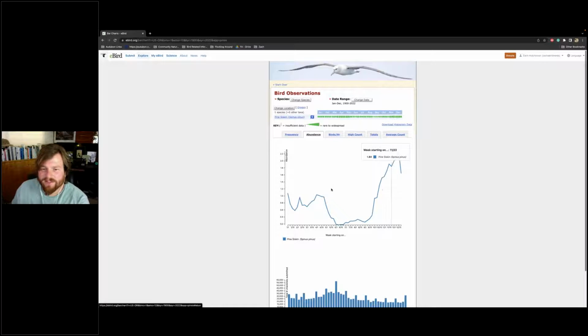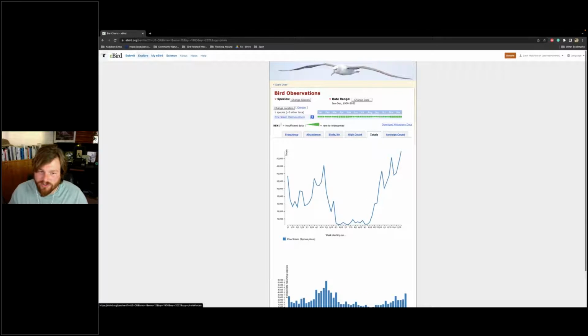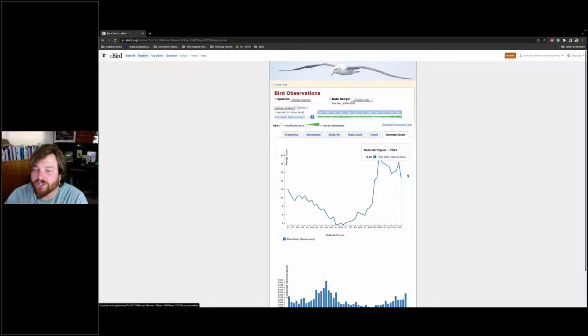We want to find abundance. This is an average across all checklists submitted during that time frame, split up week by week, of how many birds were being seen. Now, if you want a different number, you could look at totals, or you could look at average count. This means for each checklist where a pine siskin was observed, this is how many were counted on each checklist.